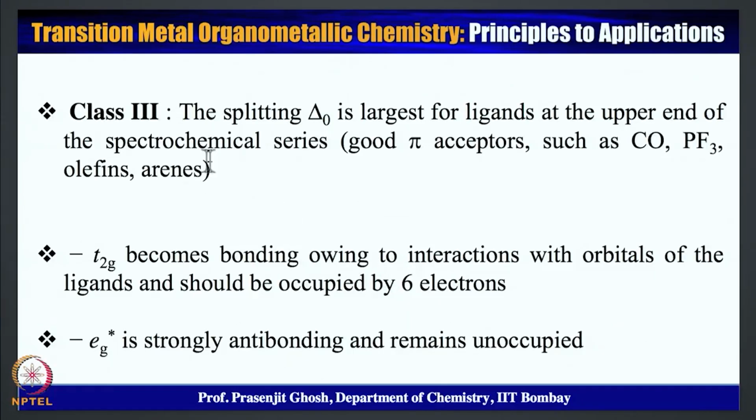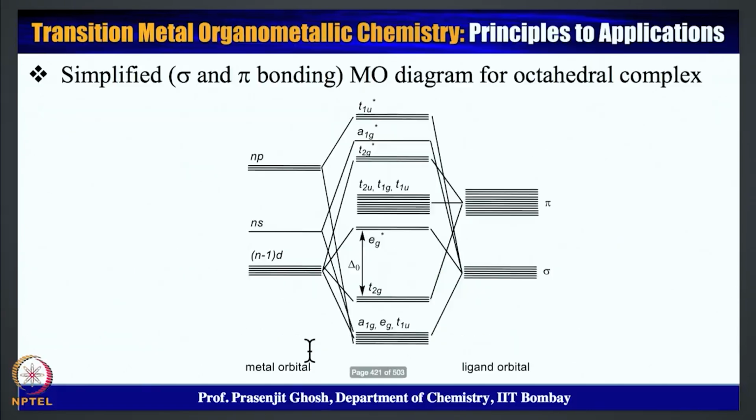Then comes class 3 types, where the splitting is the largest, and this is good for pi acceptor ligands such as carbon monoxide and PF3. Here T2g becomes bonding owing to interaction with the ligand orbitals and is occupied. As a result, they are always occupied, and Eg star is strongly antibonding and remains unoccupied.